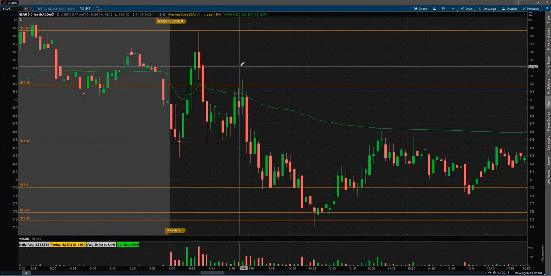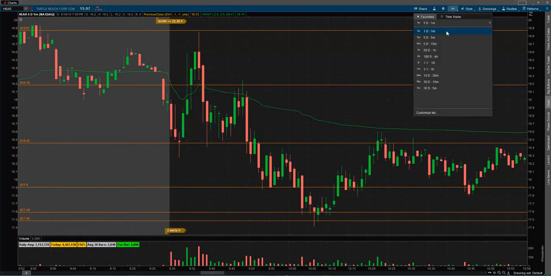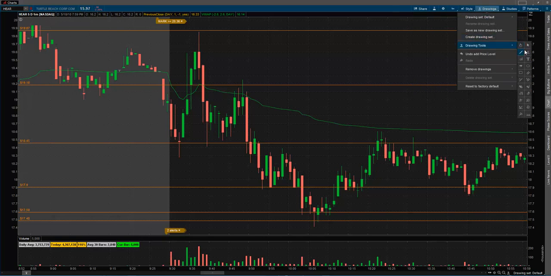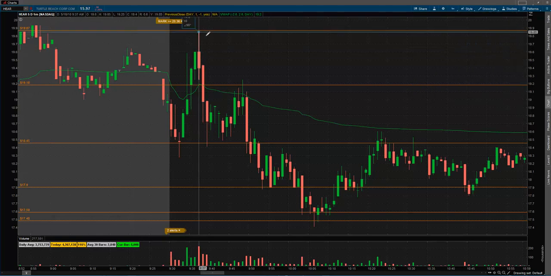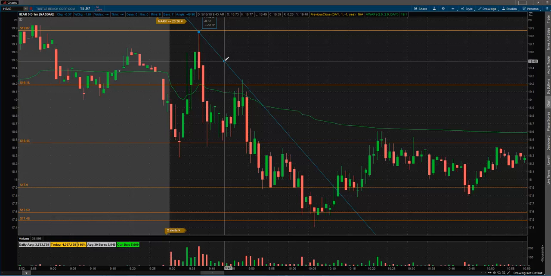Now, you can use a trend line going up, but you can also use a trend line going down. So if you see a stock on a downward trend, you can just do this in the opposite direction. Let me zoom out.